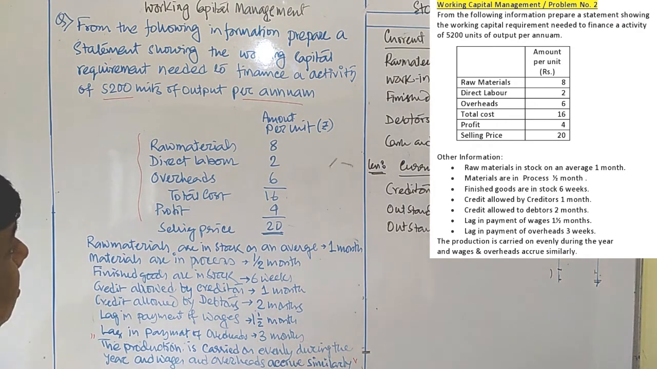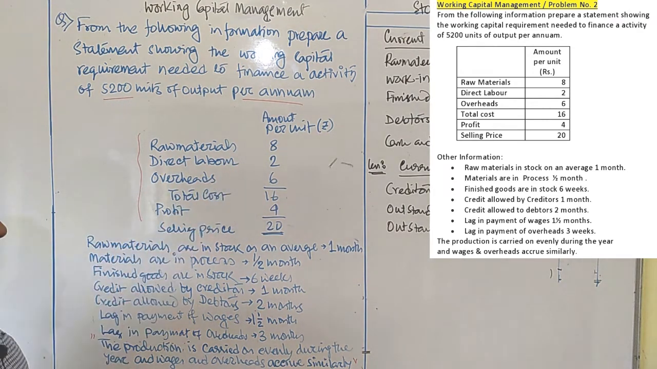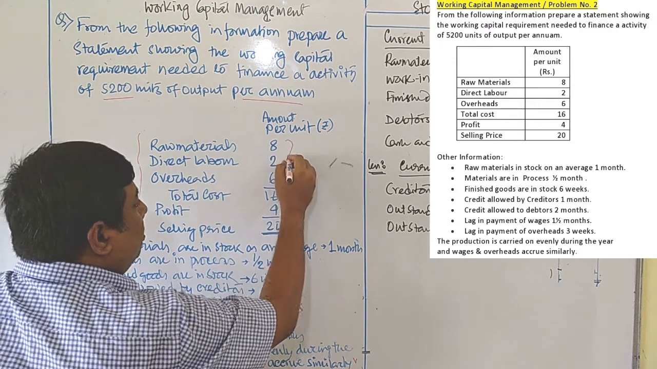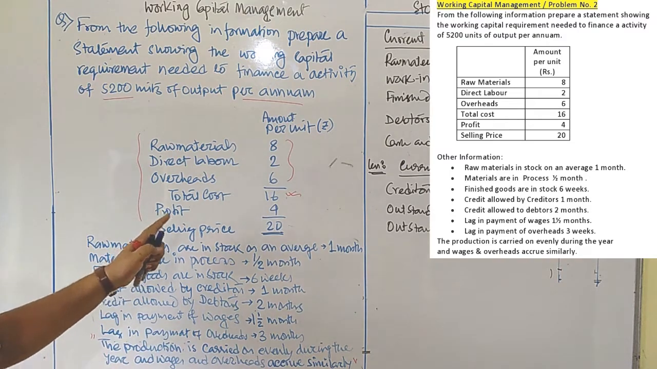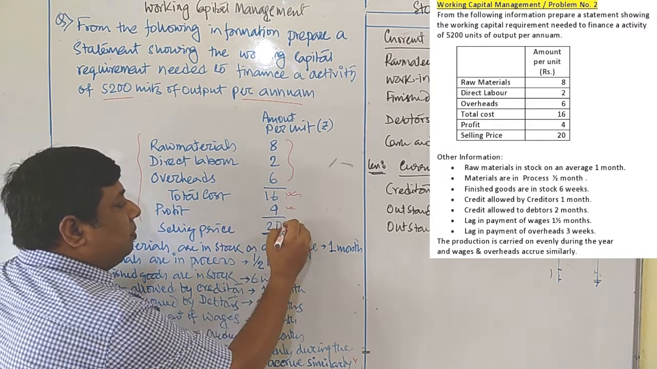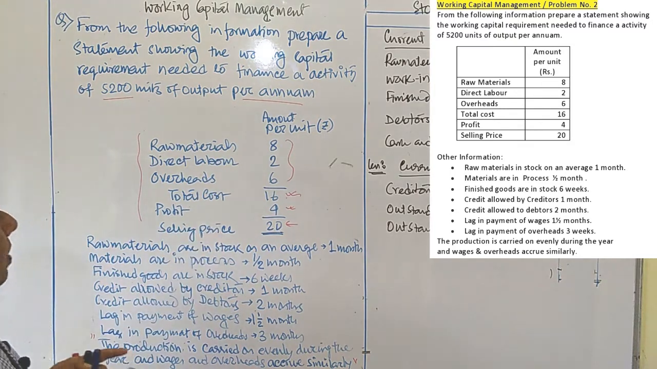The cost structure, of course. Raw materials is 8, labor is 2, overhead is 6. Total comes to, if you sum up all three, ultimately 16 rupees, that is the cost per unit, and profit is 4, then the selling price is how much? 20. This is the structural cost per unit.